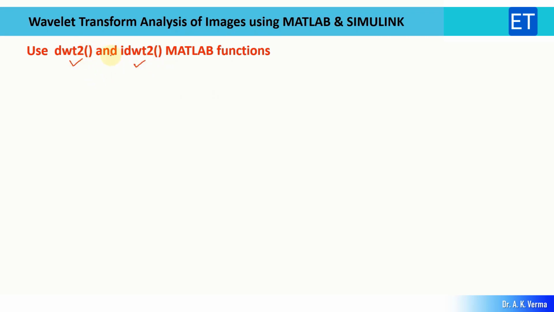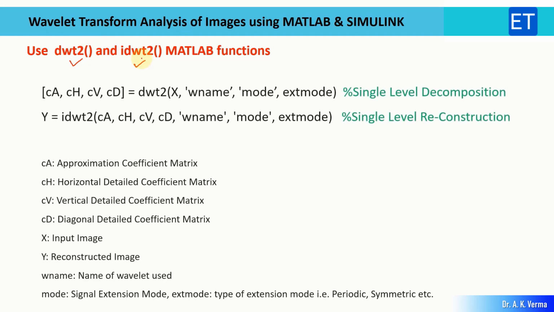So this is actually the single level wavelet decomposition and wavelet reconstruction functions. So this is the syntax. When it executes the DWT2, this X is your image, and here you write the name of the wavelet, and then you need to define the image extension mode. Actually, we need the image extension to treat the boundary problems. Okay, so when you execute this, you get all 4 matrices CA, CH, CV, and CD.